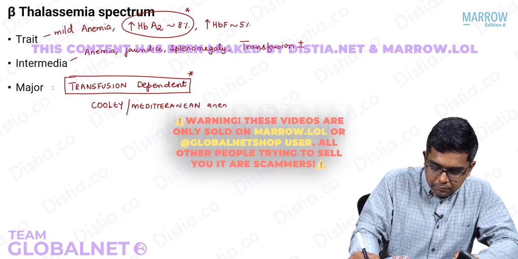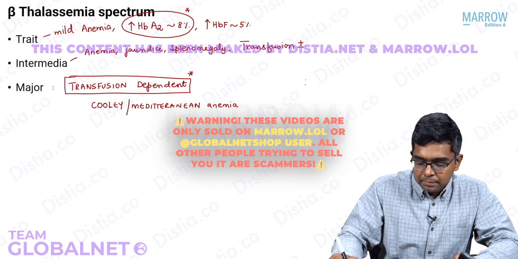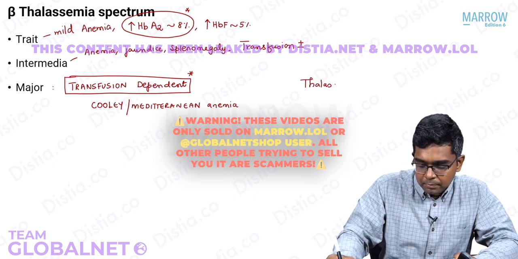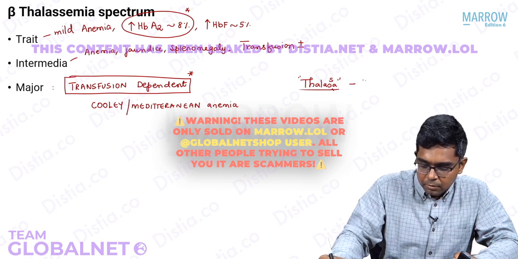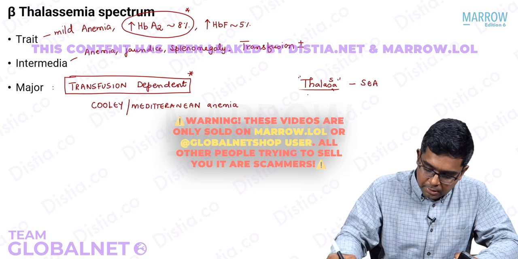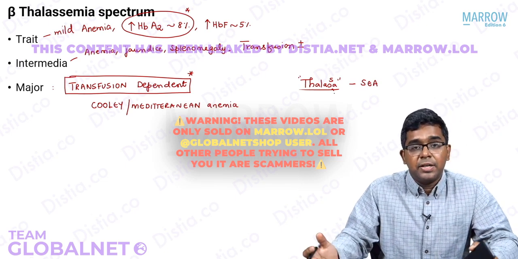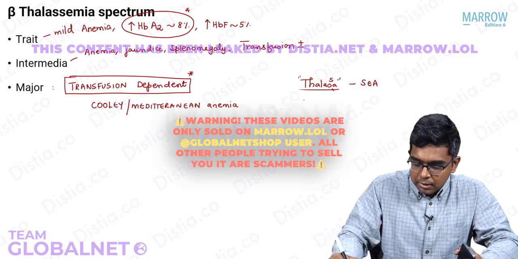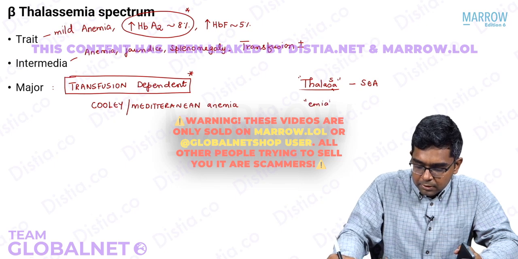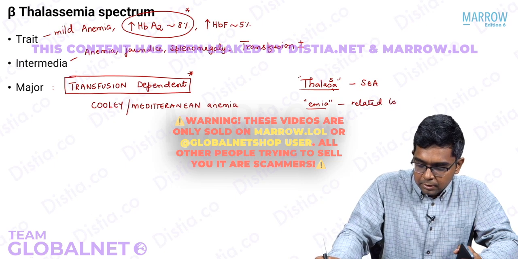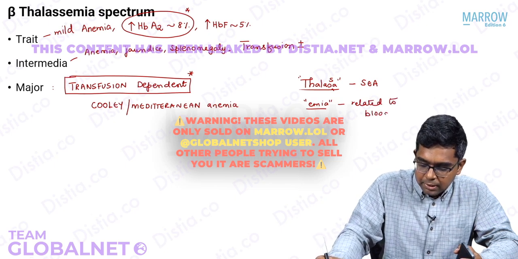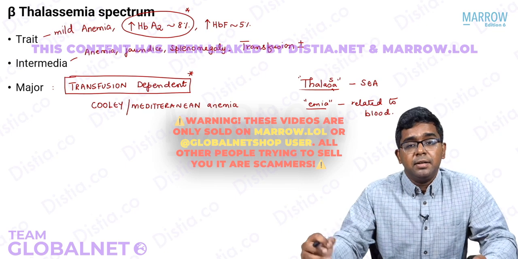Okay, please remember the word thalassemia. Thalassa refers to sea, something like referring to the Mediterranean Sea. And emia is something related to blood. That is why it gets the name Mediterranean anemia.